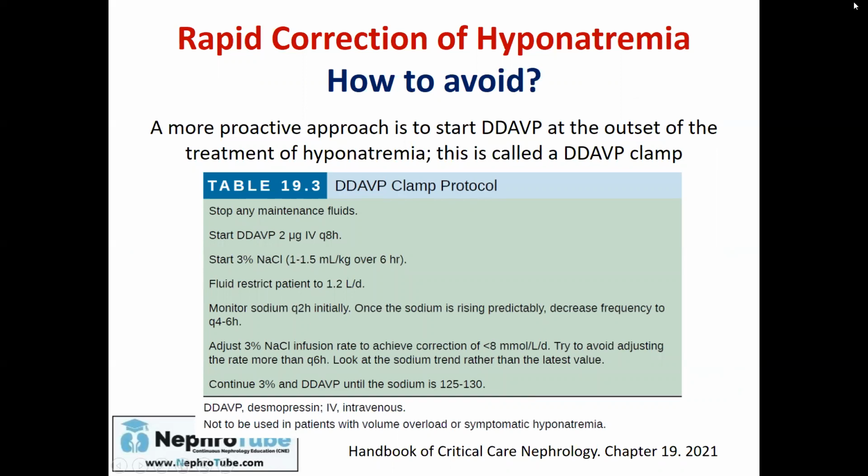This approach that I mentioned before, if you want to avoid rapid correction of hyponatremia from the start, is called the Desmopressin clamp protocol. This is an approach that needs a high expert level. At first, don't use this approach in patients with volume overload or symptomatic hyponatremia. Regarding symptomatic hyponatremia, we can't use this because it will raise the sodium level very slowly. And regarding volume overload, don't use it because you will give a volume of saline with Desmopressin.